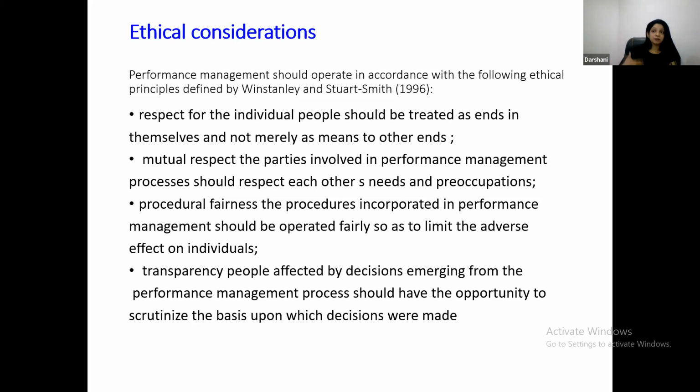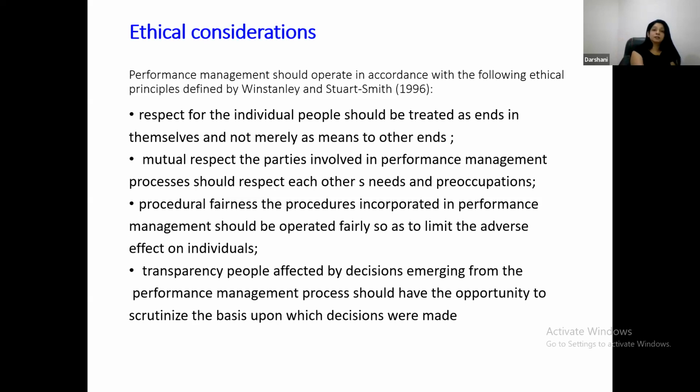Performance evaluations and performance management are done by the HR department. So when we are in the HR department, we always have to treat people as individuals and respect them as individuals. They have individual differences. And the next one is what?